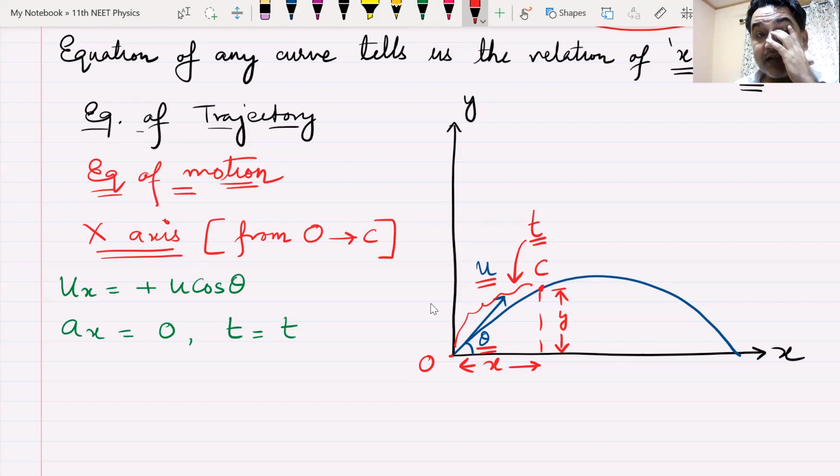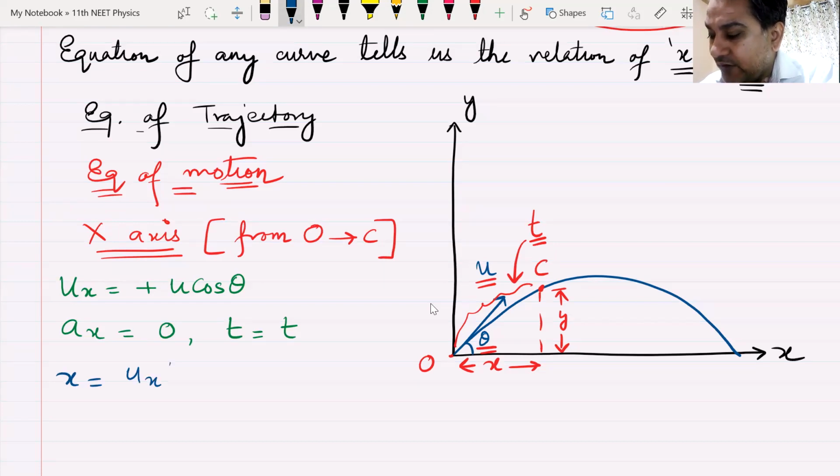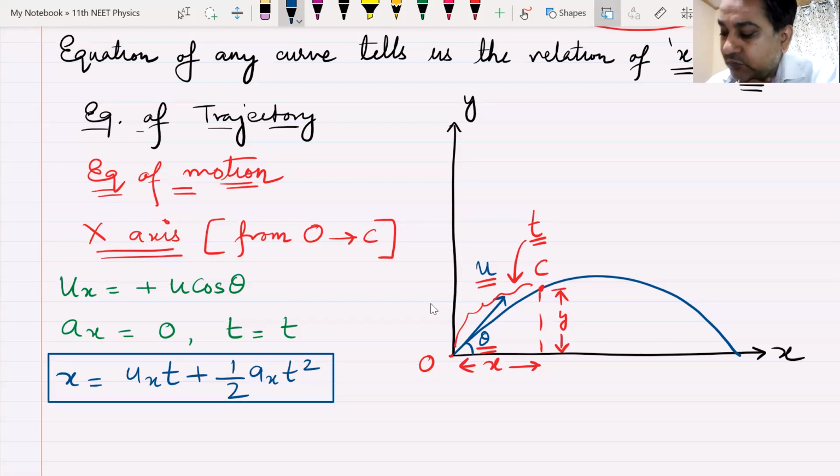I know ux, I know ax, I know t. Now I am going to use this equation: x is equal to ux into t plus half ax into t squared. Do we remember this equation? Yes, this is equation number 2. What do we know here?